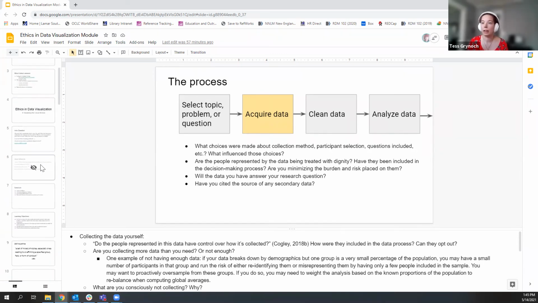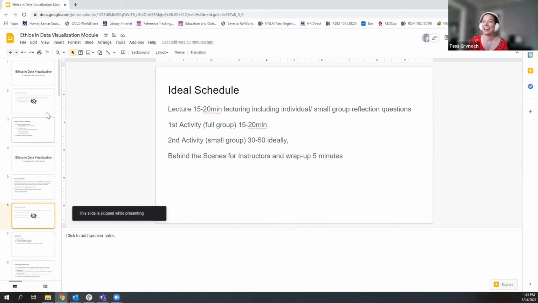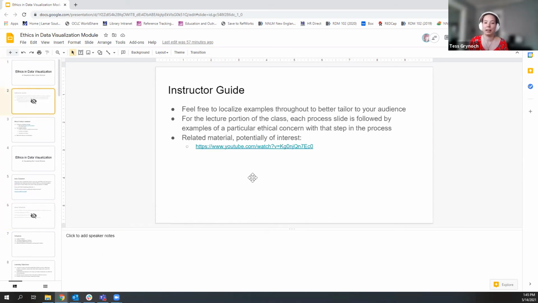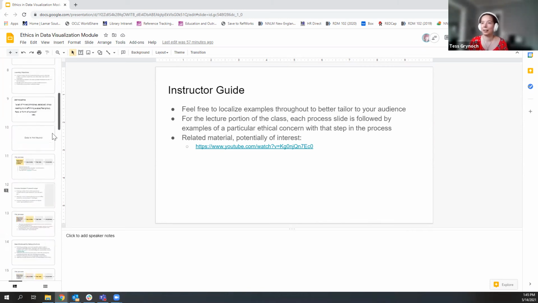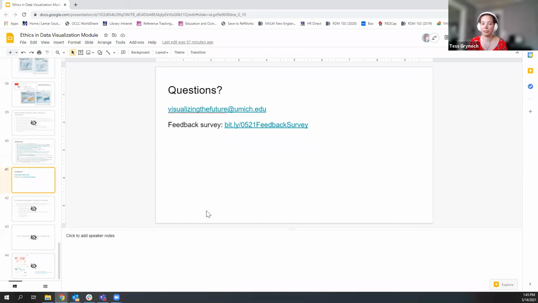And then we've also provided an ideal schedule, which I mentioned earlier, as well as a general instructions guide for the module. And also all of these slides were left plain intentionally, so feel free to dress them up as you would like. All right, and that brings us to the end of today's session.